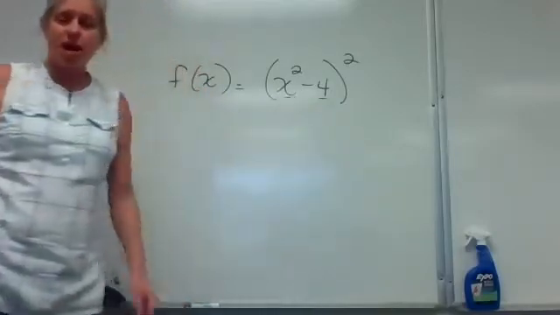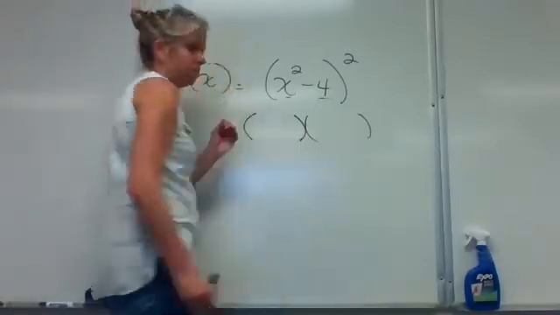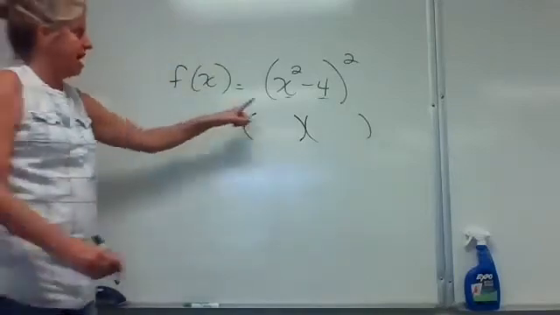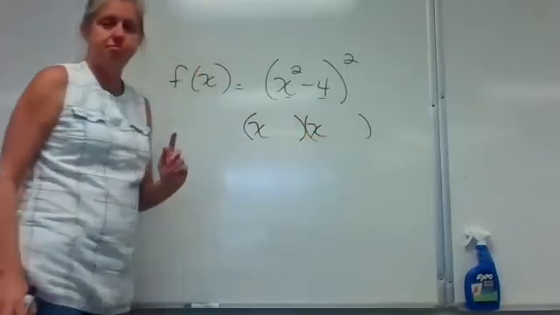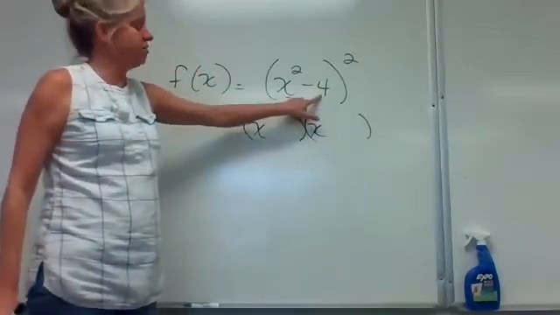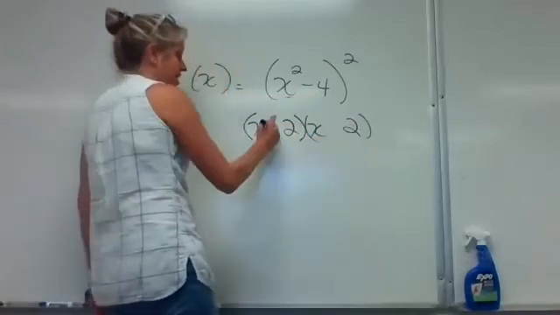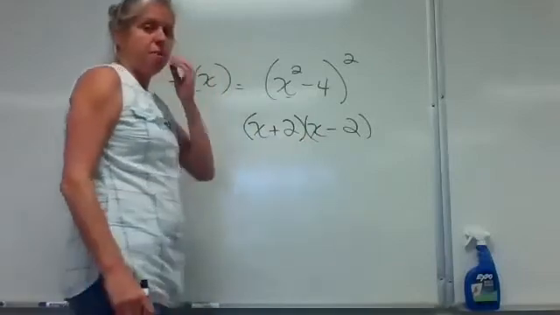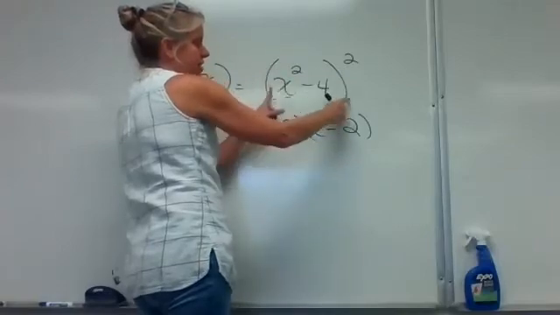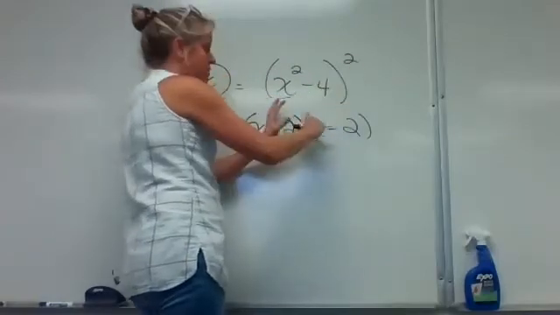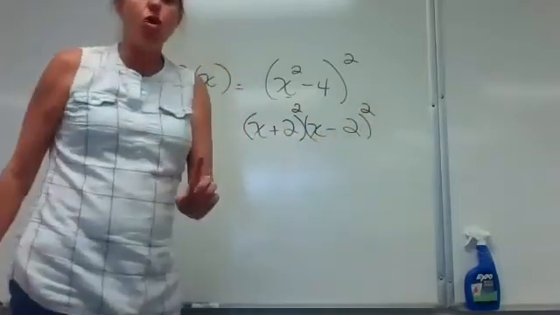Both of those are perfect squares. So if I factor what's inside of here, how did I get the x squared? Using the same thing, x and x. What times itself is 4? That would use 2 and 2. And again, one's a plus and one's a minus. Now, this exponent up here says everything that was inside of here is squared. So even if I break it down into its factors, they're still both squared.